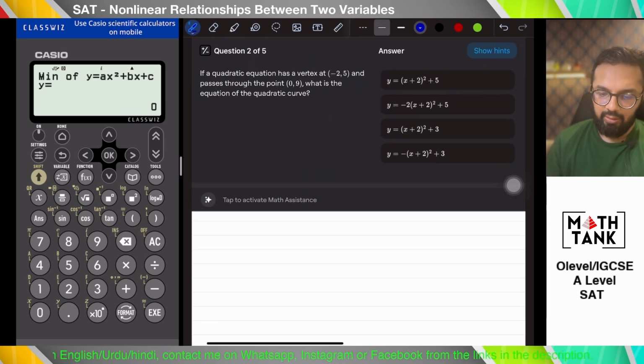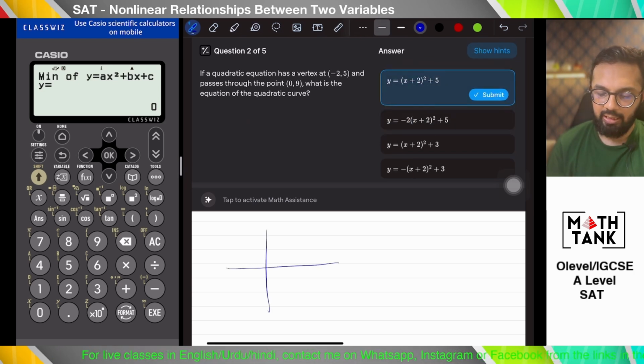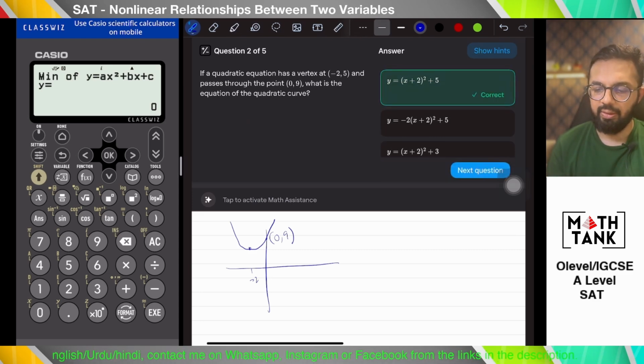What is the equation of the quadratic curve? It passes through the point 0 comma 9. So which of these has a turning point at minus 2 and 5? This one and this one. So it either has to be this or that. There are two things that I could see. One is that at minus 2, 5, after that the curve is rising. No, sorry, it's going like that because at 0 comma 9 then it has to look like that. So it's a smiling face curve. I could also insert the point 0 and find out, and that would give me this answer.